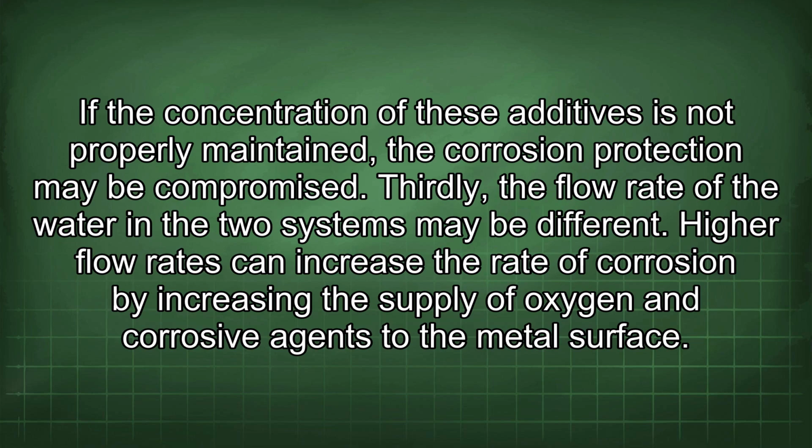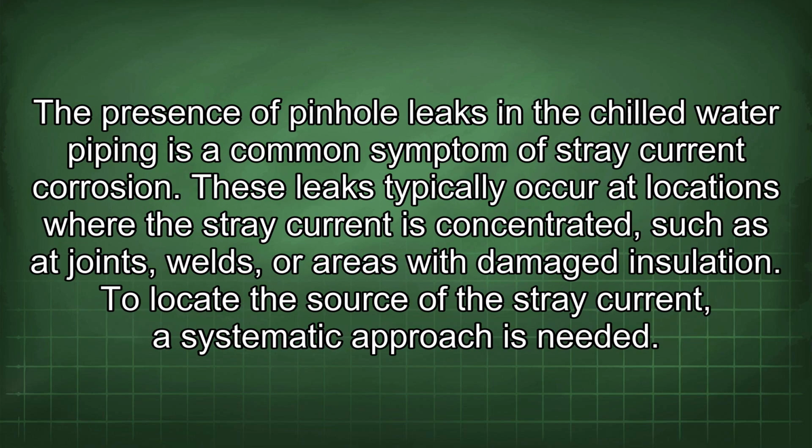Thirdly, the flow rate of the water in the two systems may be different. High flow rates can increase the rate of corrosion by increasing the supply of oxygen and corrosive agents to the metal surface. The presence of pinhole leaks in the chilled water piping is a common symptom of stray current corrosion. These leaks typically occur at locations where the stray current is concentrated, such as at joints, welds, or areas with damaged insulation. To locate the source of the stray current, a systematic approach is needed.